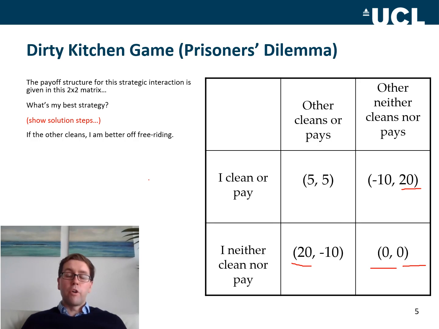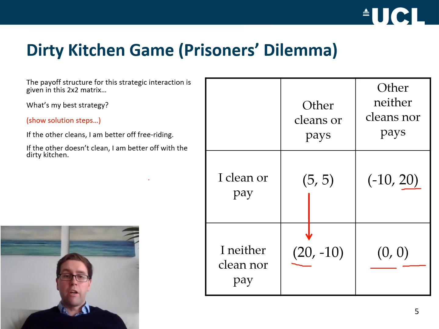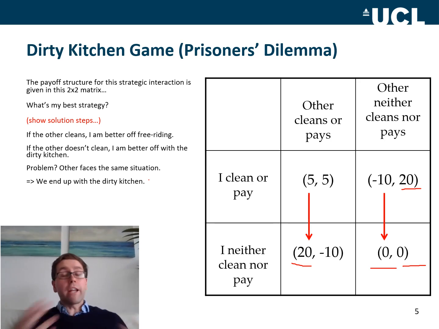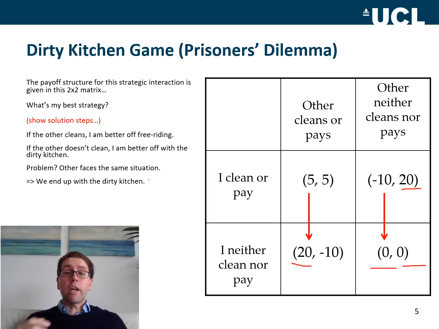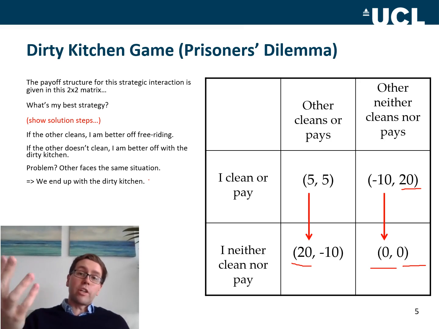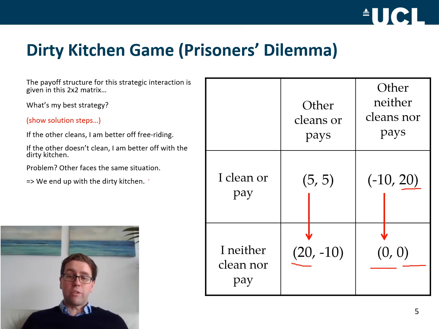So if the other person cleans, I'm better off free riding. And so in this case, 20 is better than 5, yeah? And if the other person doesn't clean, I'm better off with the dirty kitchen, right? 0 is better than -10. And of course, you face the same situation. So we end up in a situation where we end up with the dirty kitchen, where it's Sunday evening and neither of us has cleaned it up, because we know that if we think the other person is going to do it, we're going to run away, and you think the same way about this.